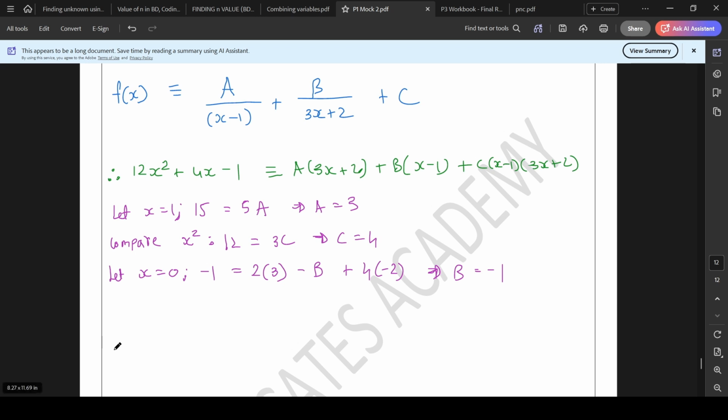I have converted my given function into its partial fraction format. So it is 3 over x minus 1, then minus 1 over 3x plus 2, and then 4. And guess what? We are done with this entire question.